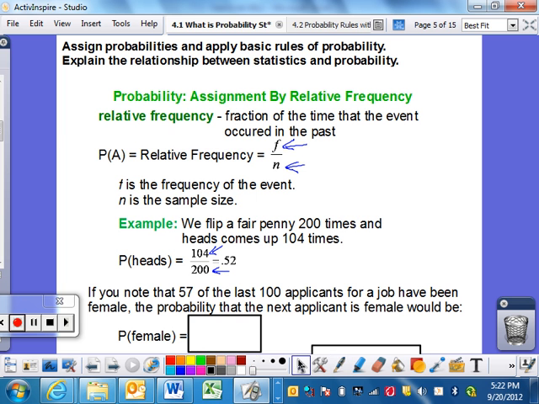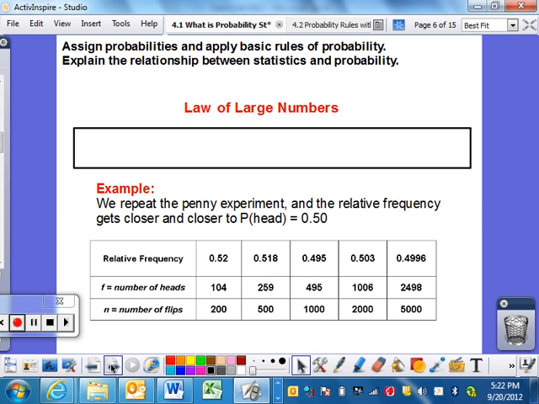Here's another way. If you note that 57 of the last 100 applicants for a job have been female, the probability that the next applicant is a female would still be 57 out of 100, because that's just been past experience, past information that has been gathered, and that's what we're using. So the probability of female is 57%.